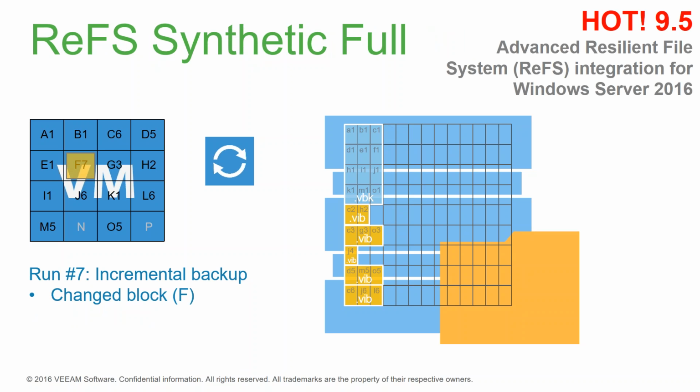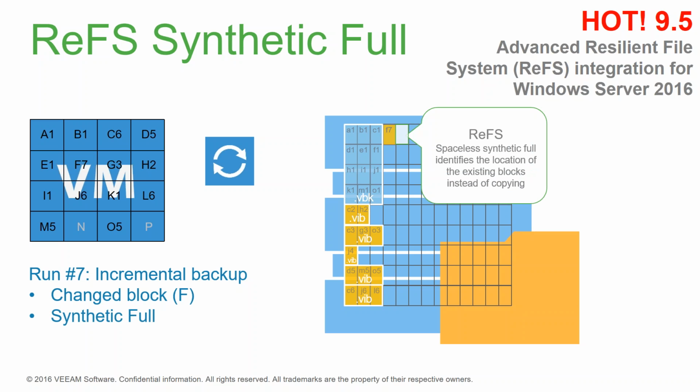Well, in 9.5, we're integrating into the Advanced Resilient File System, ReFS, in Windows Server 2016 and taking advantage of some of that ReFS capability. So we're still going to identify that piece of data that changed. But what we're going to do after that is we're going to do a spaceless synthetic full. We're going to identify the location of those existing blocks instead of copying them. So what we're just going to do, kind of create a whole bunch of little arrows pointing at the blocks that we need. And we're going to be able to create that full backup without actually having to take up that full backup's worth of space.